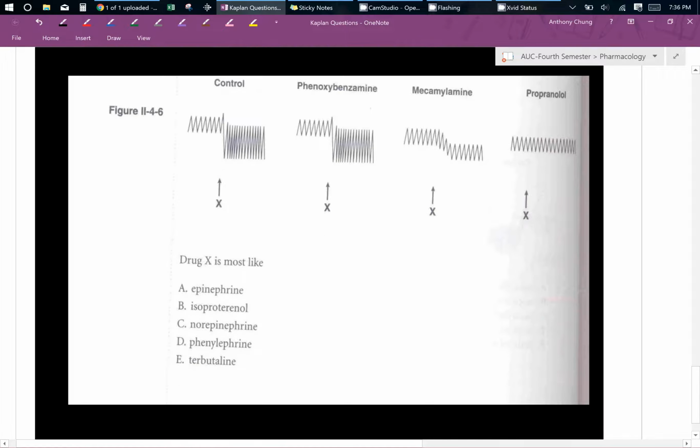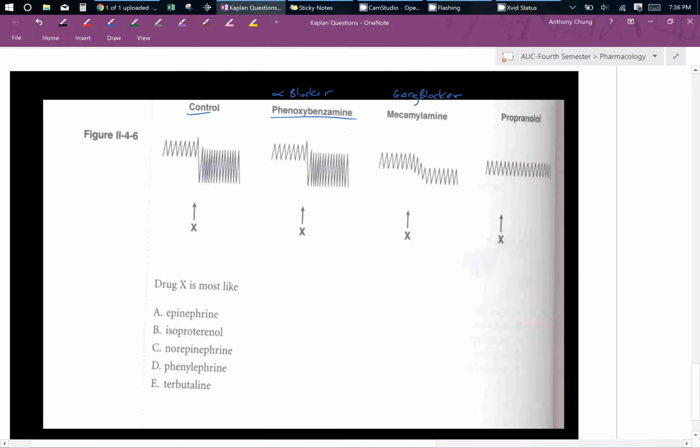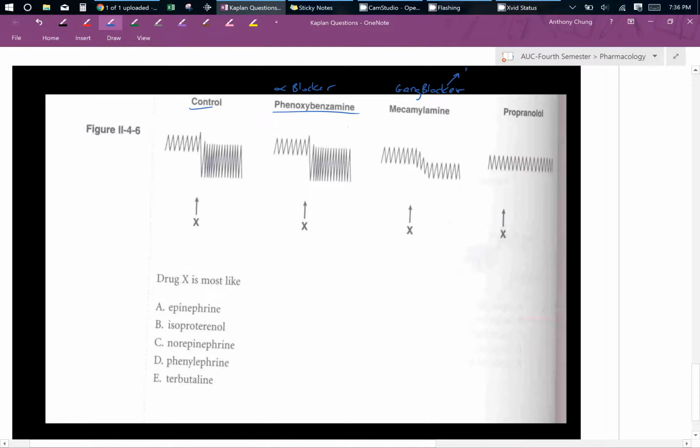All right, last one. This is going to be the hardest one out of the five. So here's the control. Here's phenoxybenzamine. This is going to be an alpha blocker. Methylamine is a ganglion blocker. Remember, it eliminates reflexes. No reflexes. And then propranolol is going to be a beta blocker.